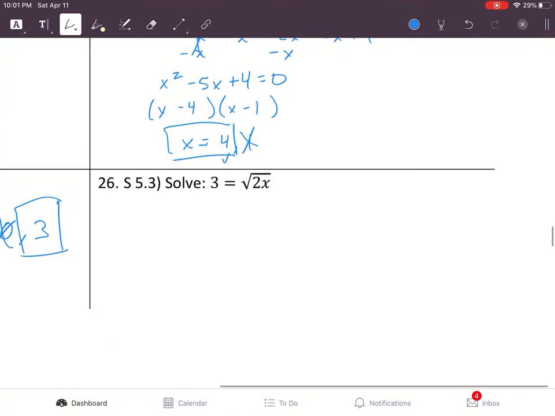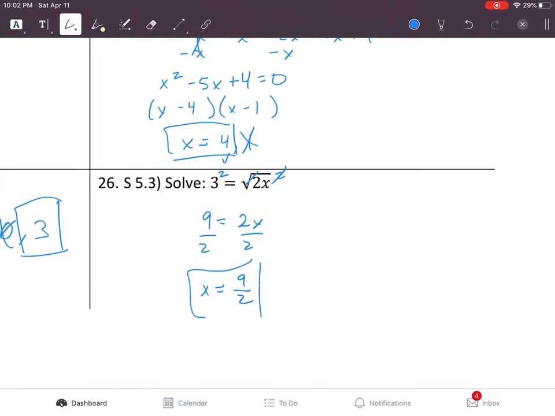All right. And the last one of this type, the square root sign is already isolated, so we're going to square both sides. So we get 9 equals 2x. Once the square and the square root go away, divide both sides by 2, and x will equal 9 over 2. Okay, again, if you put that into the equation to check it, 9 over 2 times 2 is 9. The square root of 9 is 3, and that works.